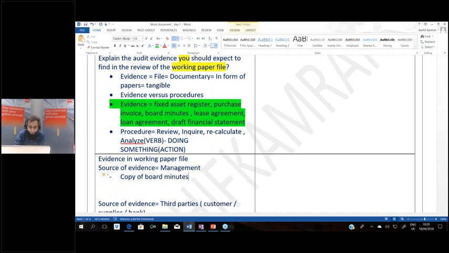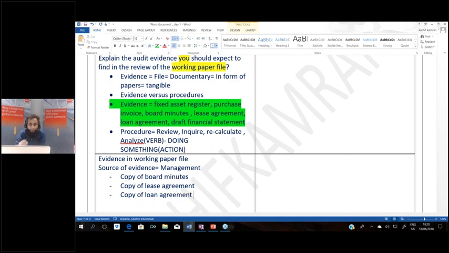I'm using the same list I used above, right? Copy of lease agreement, copy of loan agreement, right? So as simple as that, when an evidence comes from the management, I cannot put the original evidence in my file and go back to my office. I have to make a photocopy of that, right? And all of you are agreeing with that.